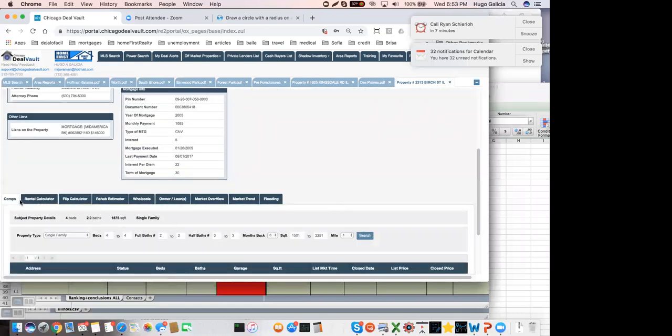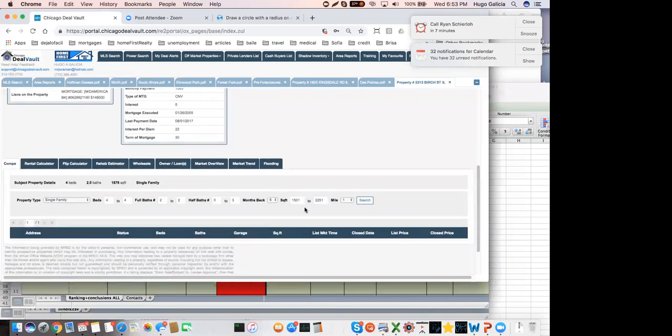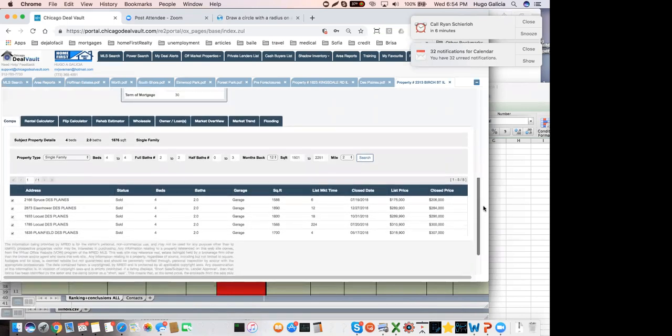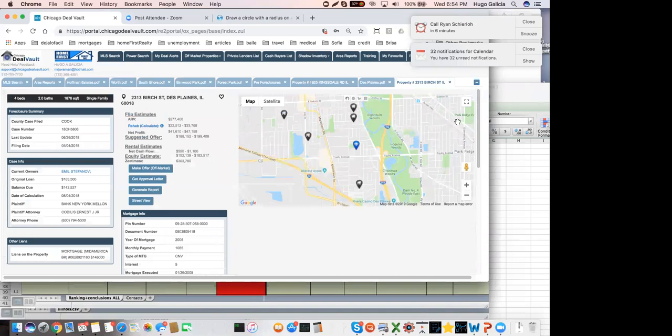easy it is. All you need to do is click on the comps and then click on search. So we can tweak how far, within a 2-mile radius, how far back. I'm just going to do 12 months back and then search. So 4 bedrooms, 2 bath, sold in the last year within a 2-mile radius. And we're going to plot those on the map. Okay, so we got quite a few comps. We're going to see them on the map.